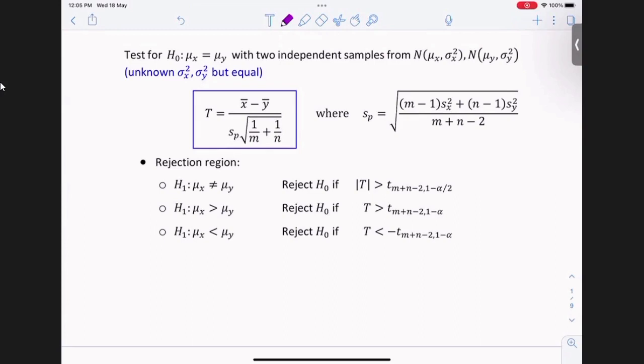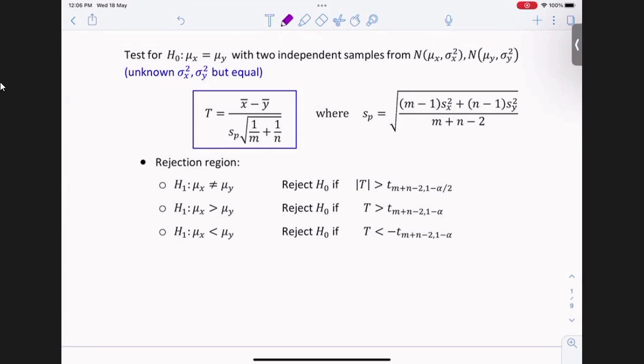So if you assume that the two population variances, although they are unknown, are actually the same, then we will have a common estimate of sigma because they are assumed to be the same, so we have a common sigma. And it is estimated by using the pooled sample standard deviation, which is the one that we computed for the confidence interval.